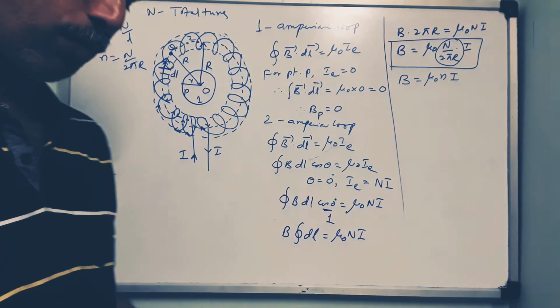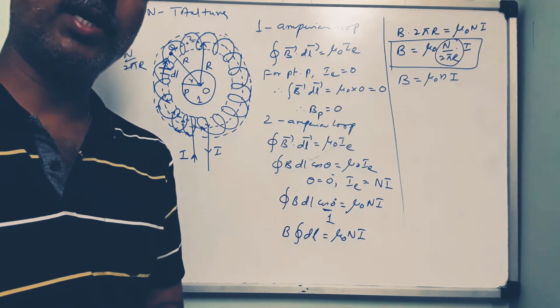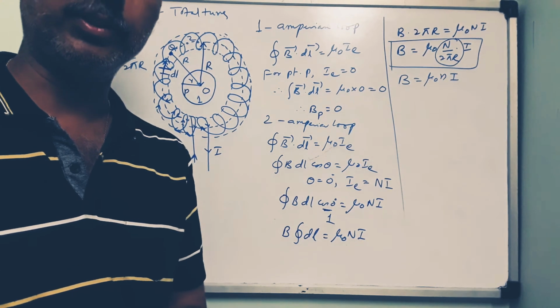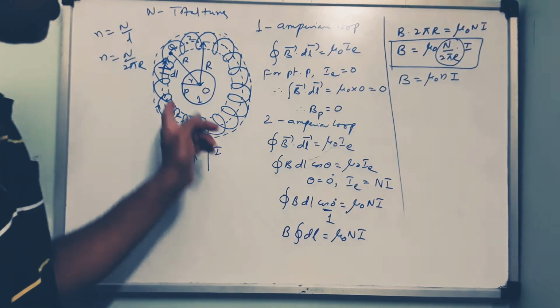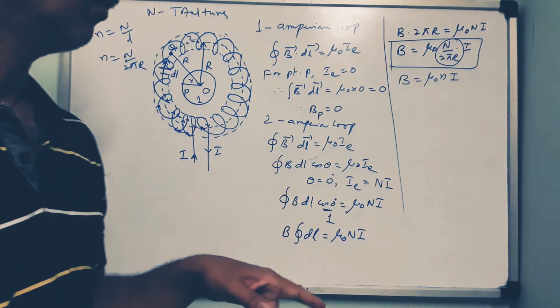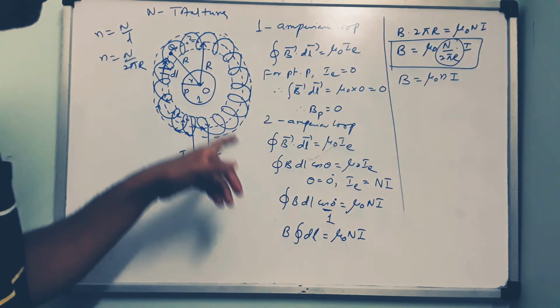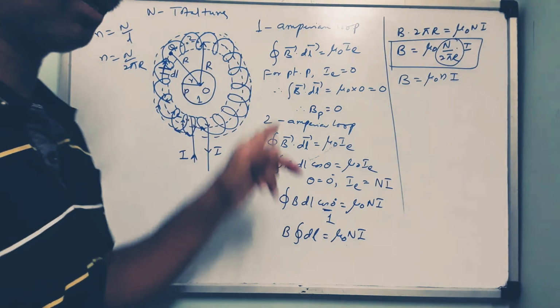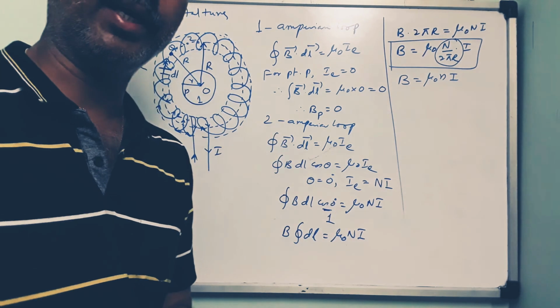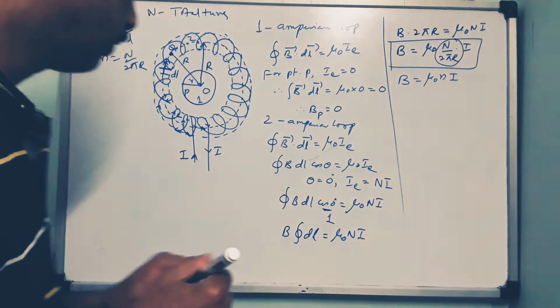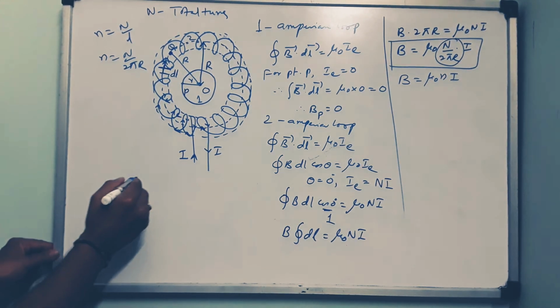So therefore, how much magnetic field does a straight solenoid produce along the axis? The same magnetic field could be produced by a toroid along its own axis. The only difference is that this magnetic field has a circular symmetry, whereas that magnetic field will have a linear symmetry. So you can have a north pole and south pole there.